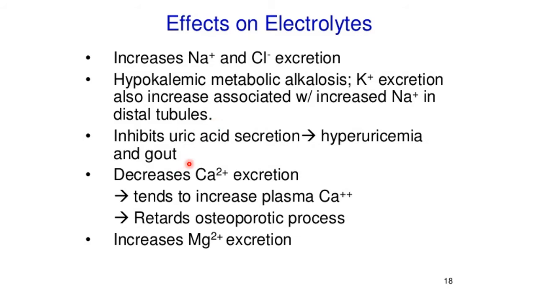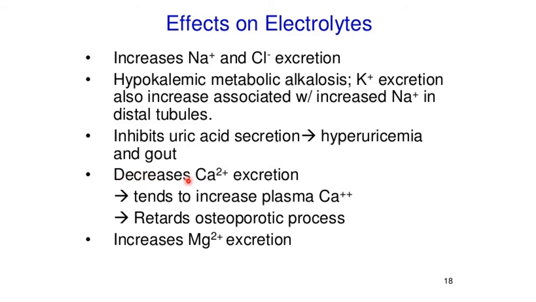Number three, these thiazide diuretics inhibit uric acid secretion. So they can produce hyperuricemia, and it is very dangerous for patients with gout. So you should be careful when you are going to prescribe thiazide diuretics. Don't prescribe them to patients with gout because these produce hyperuricemia.